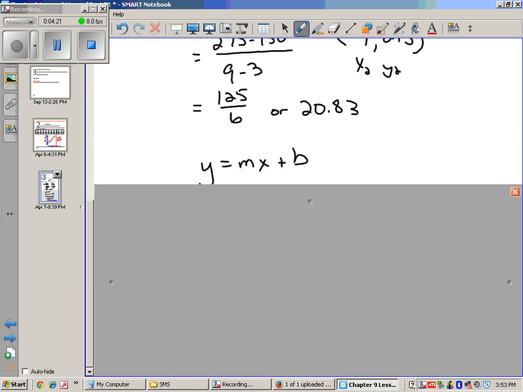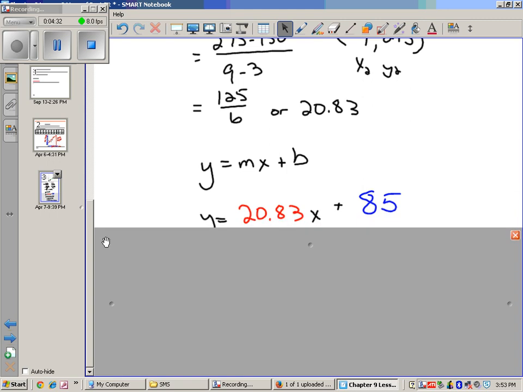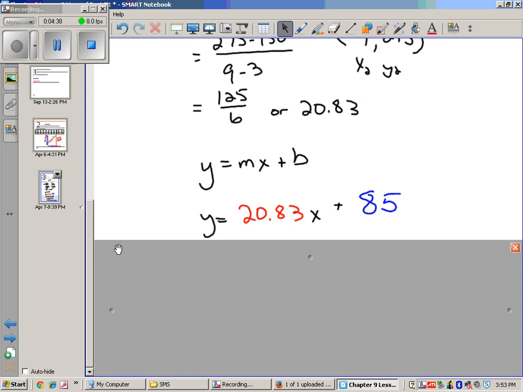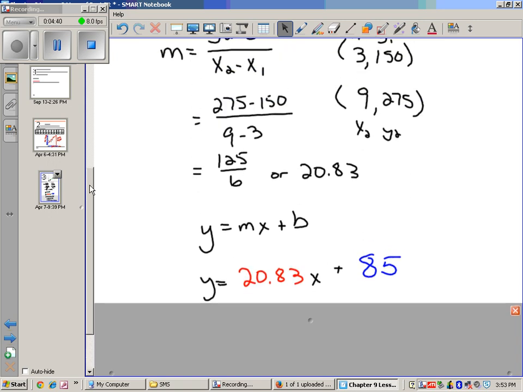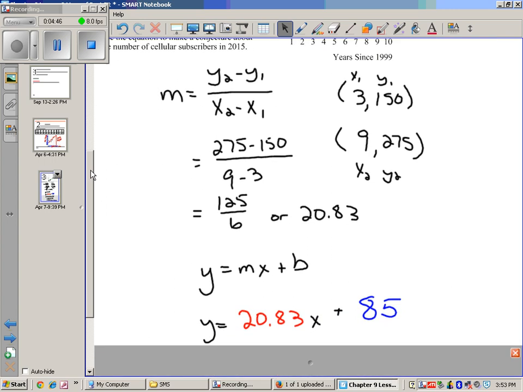So y equals mx plus b is our slope-intercept form. Going back a few chapters, we're going to fill in now. 20.83 is our slope, and our b is our y-intercept, which was about 85. So we have our slope-intercept form. Now let's go up to our question. The question was, use the equation to make a conjecture about the number of cellular subscribers in year 2015.